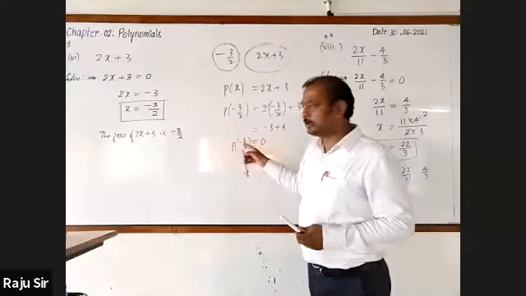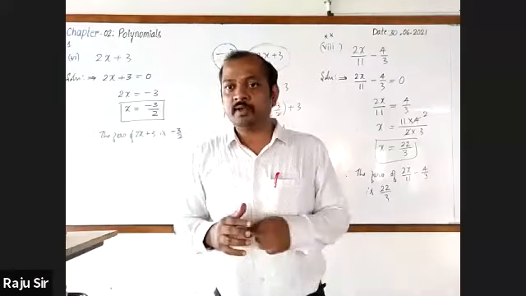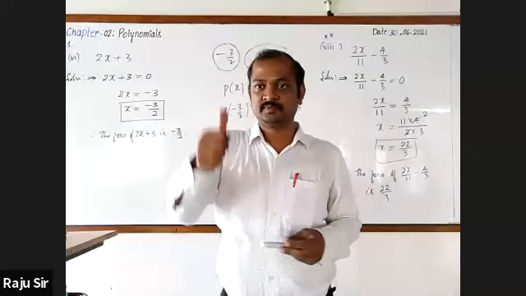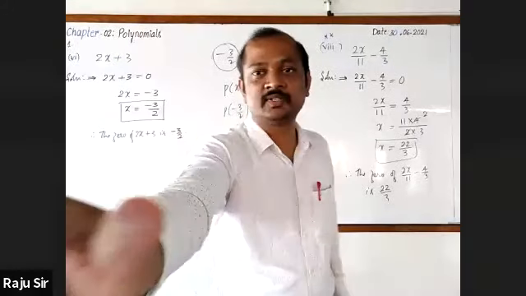That is why, what do we say about minus 3 by 2? It is a zero of the polynomial 2x plus 3. It's not difficult, it is simple. Simple or not? Okay. Very good.